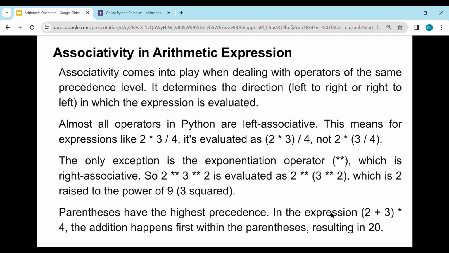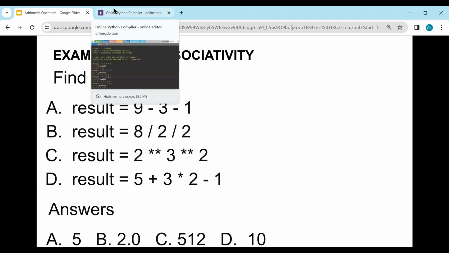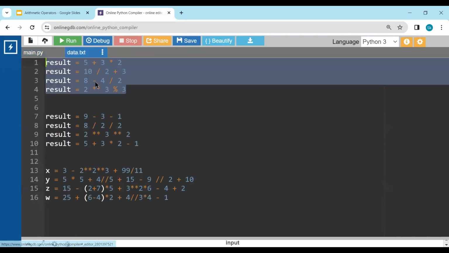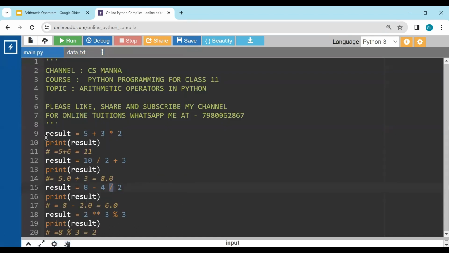And obviously things will change when we have parentheses. We know the parentheses are evaluated first. So in this case, 2 plus 3 will be evaluated first. So the result will be 5 into 4, which is 20. Now, we have a few examples of associativity. So let me explain how these results have come. I have kept it ready here.